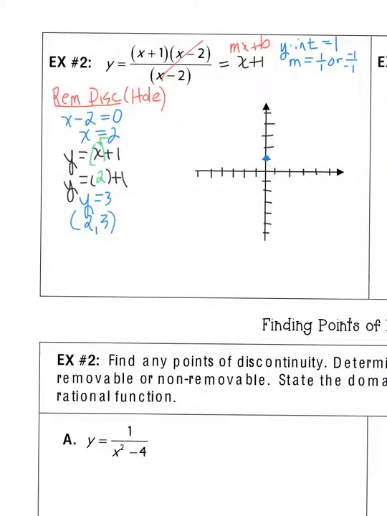But I want to plot my hole at 2, 3. So as I stair-step my slope, so then I can draw my line through it. So as you can see, this is a discontinuous graph because of the hole right here.